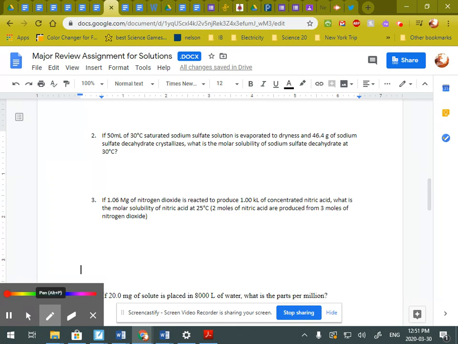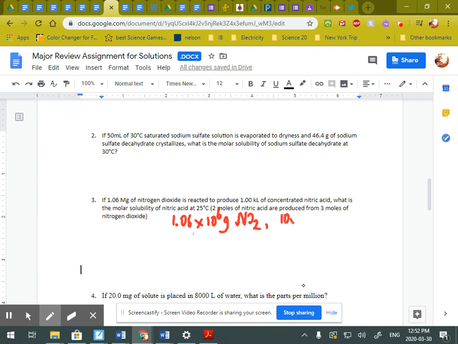Now we have some wonky units. It's up to you what you want to put them in. I'm just going to turn everything into grams and liters. A megaliter is 1,000,000 grams. So it's not 1.06 grams, it's 1.06 times 10 to the 6 grams. Okay, and that's nitrogen dioxide. You're going to see in a second what we're going to have to do. Okay, we have 1 kiloliter. A kiloliter is 1,000 liters.